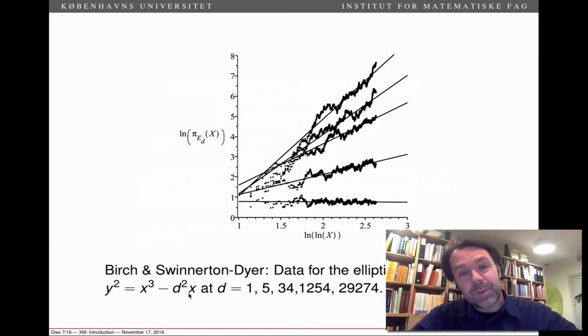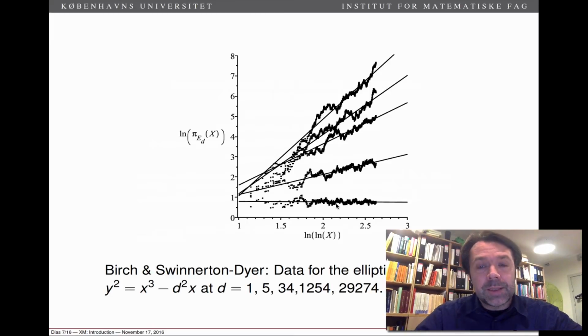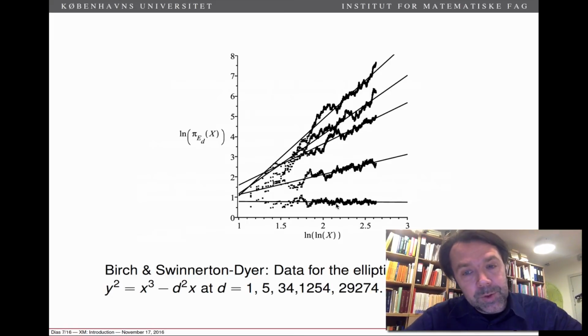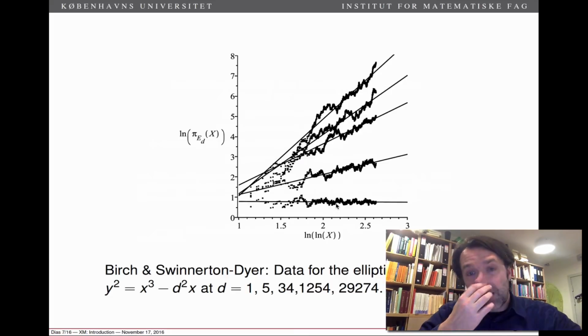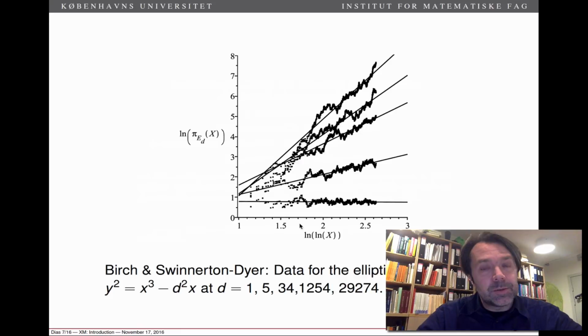But what Birch and Swinnerton-Dyer did was that they looked at some concrete elliptic curves like these ones here, where the rank was known, and then they made computations, and I will explain in a moment how it works, and saw simply by plotting things like this that there was a relation between the growth of the numbers that you can compute associated to these 5 different elliptic curves and the rank.